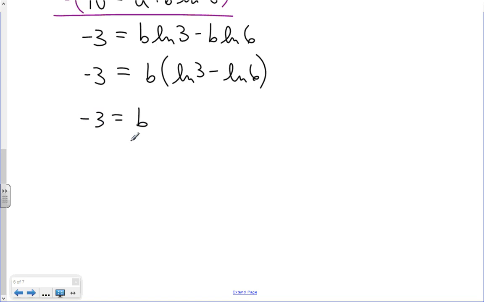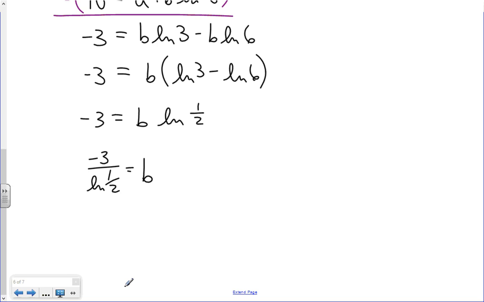If you've got the difference of logs, this is our quotient property. Natural log of 3 minus natural log of 6 is the same as the natural log of 3 over 6, or 1/2. I can use my quotient property to come up with that. You don't have to do that step, but I'm going to simplify it there. So now divide by that quantity. We'll have negative 3 over the natural log of 1/2 equals B. So there's our value of B.